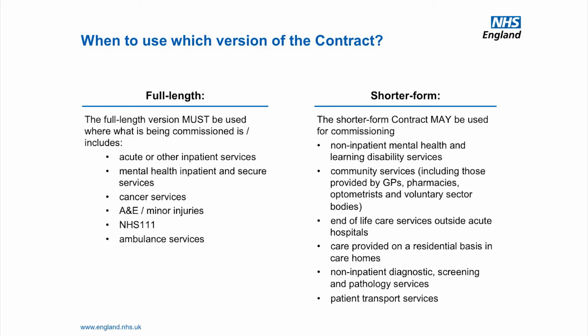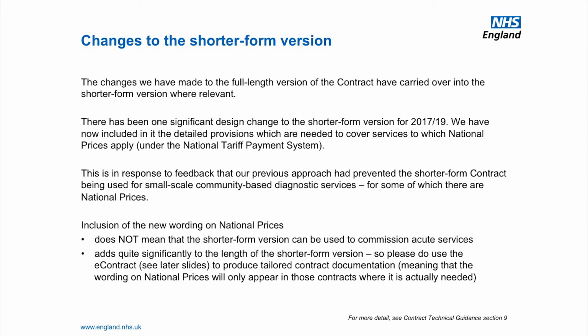So you've got a pretty clear set of distinctions for when the short form may be used and when the full-length version must be used. In general terms, the changes that we've made to the full-length contract for 17-19, which we're going to come on to talk about later in our presentation, have been carried over into the shorter form version where that's relevant and appropriate. Not all of them have, but some of them have. But there's one significant design change to the shorter form version which we've made for 17-19.